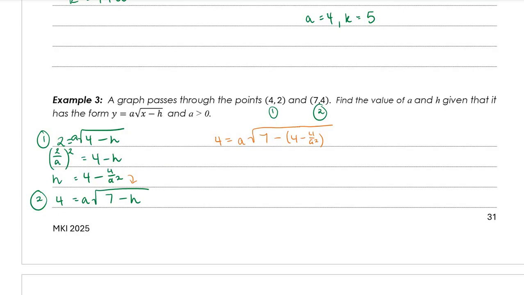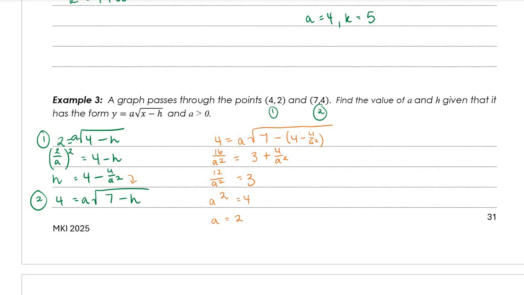And then it's just a bit of rearranging from there. I'm going to end up with 16 on a squared is equal to 7 minus 4, so 3 minus 4 on a squared. Sorry, I believe I've lost a negative somewhere, this should be a plus. That will end up giving me 12 on a squared equals 3. So a squared is equal to 4, which means a is equal to 2.